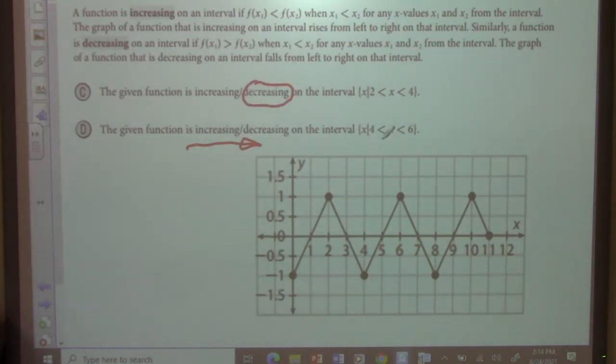What about the interval from 4 to 6? Yeah, increasing, because we're going up over this interval, so we are increasing on this interval right here. All right? Evaluating again left to right as we look. Just go graph left to right.